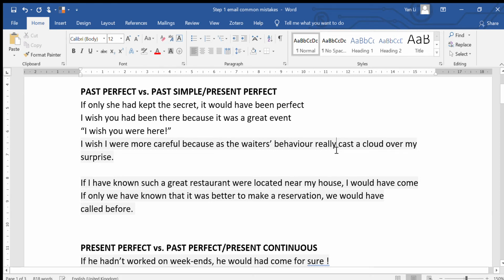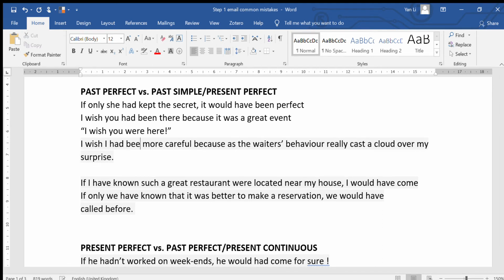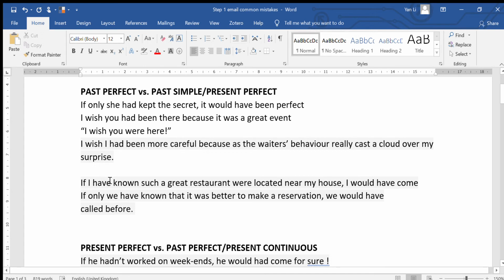That's point B. Now, we go back in time to point A. I wish I had been more careful at point A, because at point B, the waiter's behavior really casts a cloud over my surprise. Okay, next, "if I have known such a great restaurant were located near my house, I would have come."